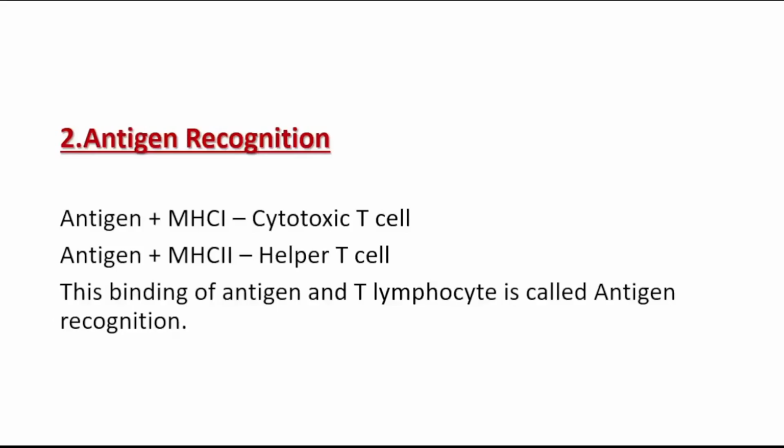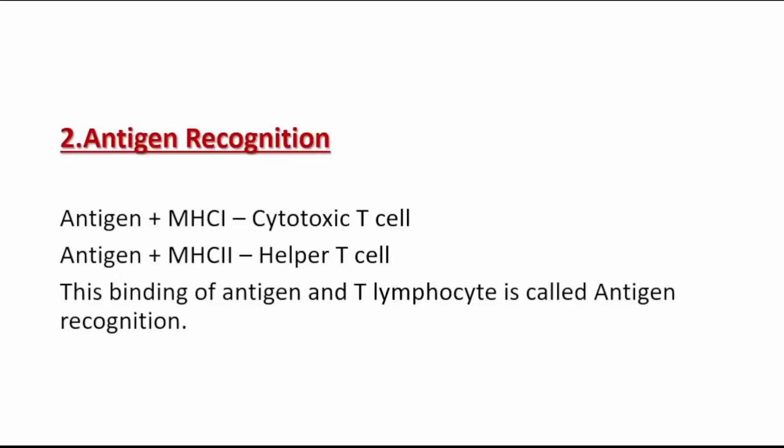Next is antigen recognition. That is, if the antigen is presented to cytotoxic T cell, then that antigen should be attached to MHC1 protein, which will be present on all the nucleated cells and platelets. And if the antigen should be presented to helper T cell, then that will be attached to MHC2 protein, which will be present in all the immunologically active cells. So only when this binding has taken place and it is presented to the cell, they respond. This binding of antigen and T lymphocytes is called antigen recognition.